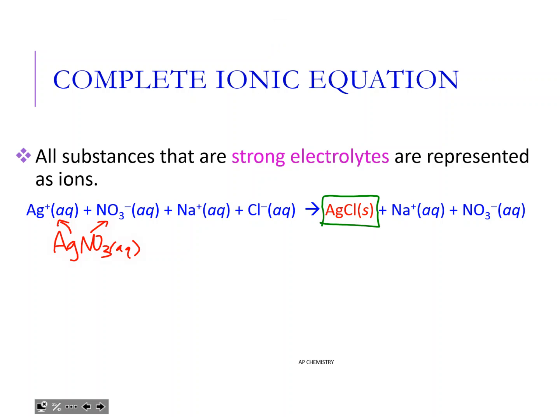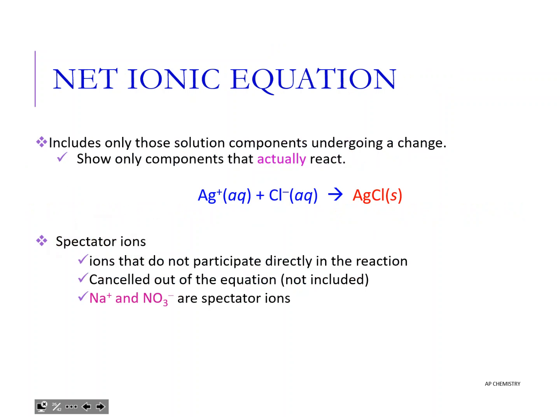All right, so the complete ionic ones are actually the ones that are long and you have to write out all the stuff and it becomes cumbersome. I'm going to tell you that. Now, the net ionic is shorter.